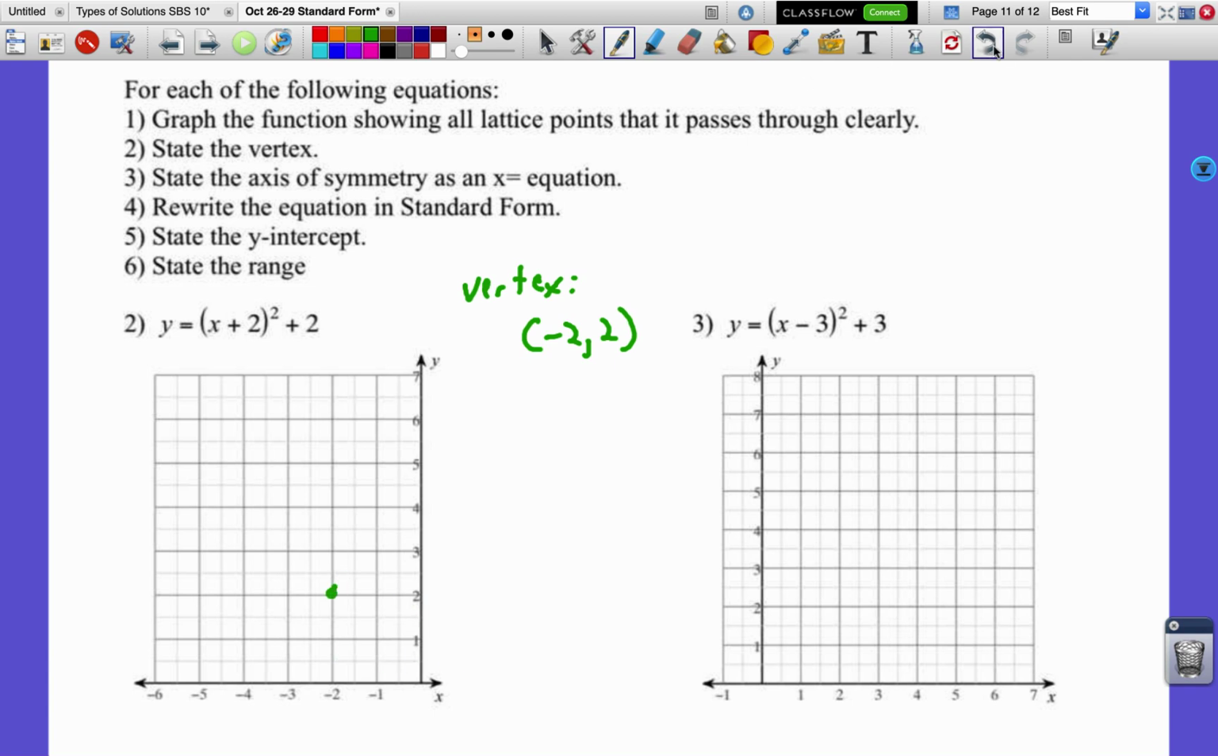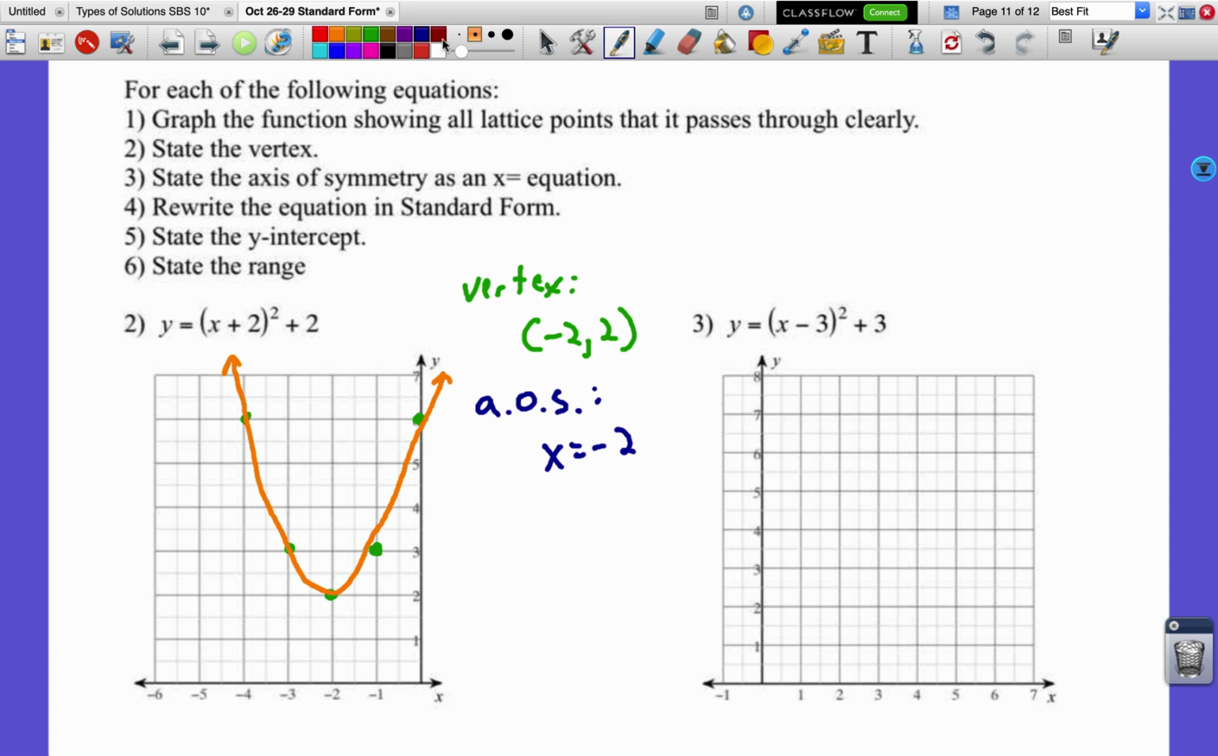We can put a point right there. All right, the a value is 1, so from this vertex we're going to follow our normal parent function pattern of going over 1, up 1, back to the vertex, over 2, up 4, back to the vertex, make it symmetrical. So the pattern is 1, 4, 9. We only needed the 1 and the 4 before we got off the graph. So here is our graph. All right. State the axis of symmetry. We'll abbreviate that AOS. That's going to be x equals -2.